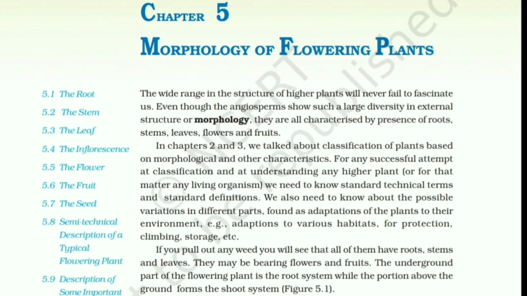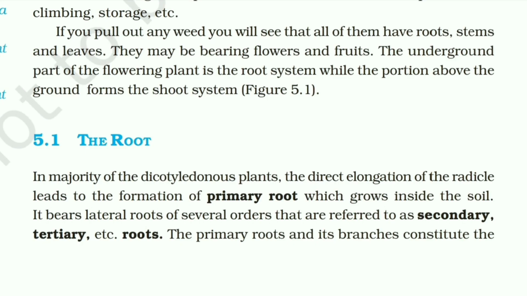If you pull out any weed, you will see that all of them have roots, stems and leaves. They may be bearing flowers and fruits. The underground part of the flowering plant is the root system, while the portion above the ground forms the shoot system, figure 5.1. 5.1 The root.